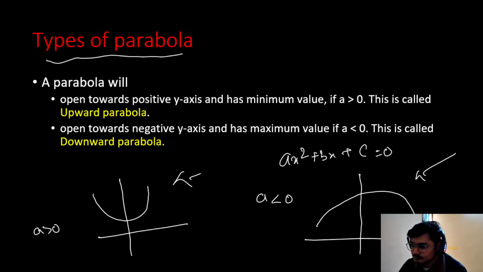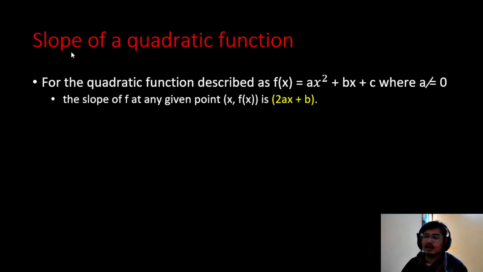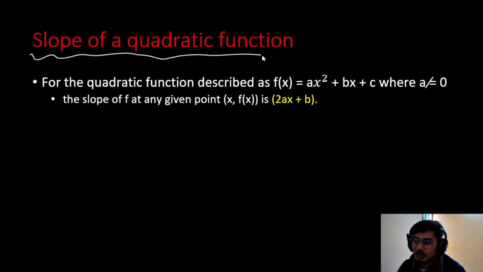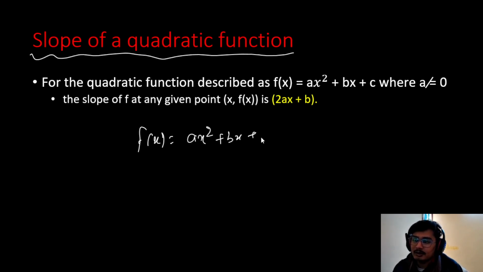Next we talk about the slope of a quadratic function. For the quadratic function described as f(x) = ax² + bx + c, our quadratic equation is nothing but ax² + bx + c.